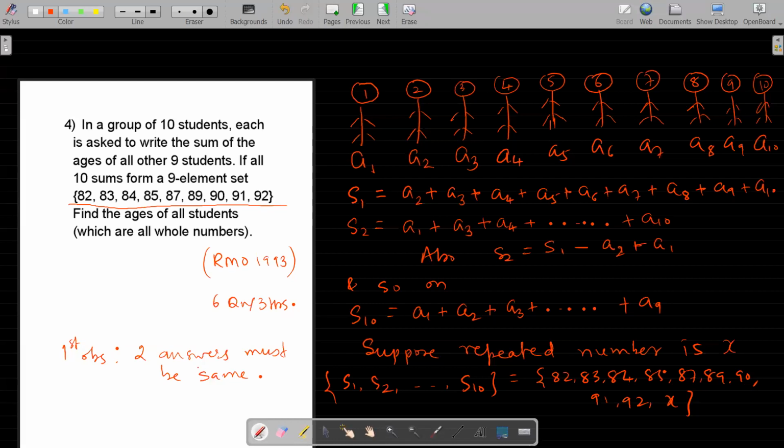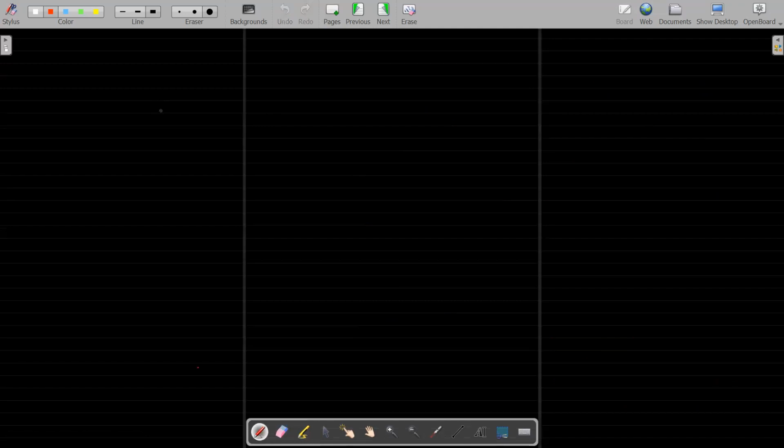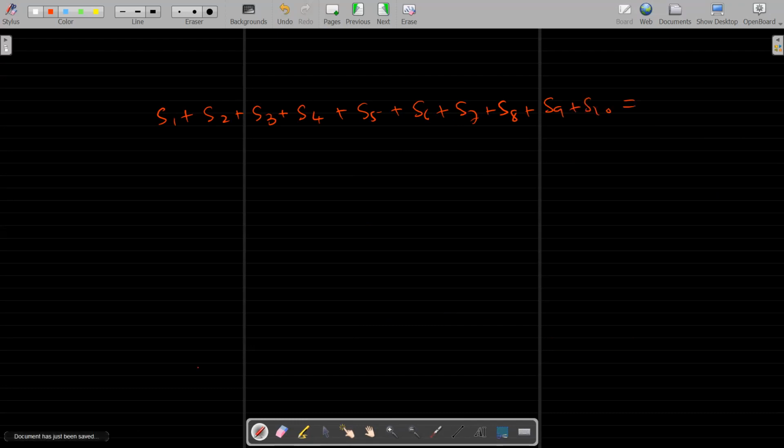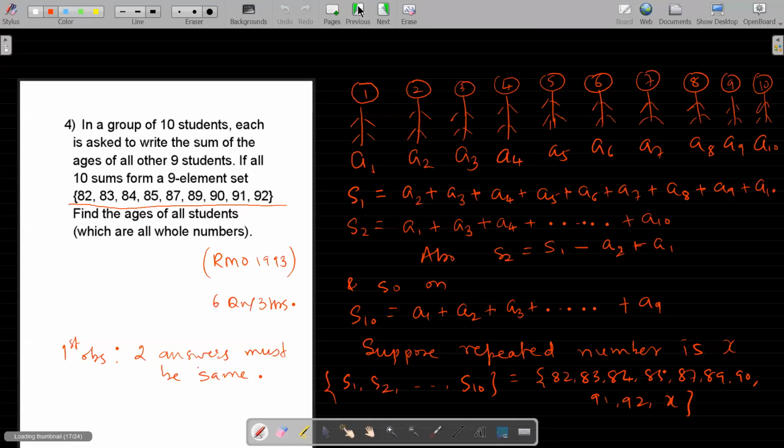Now what we'll do is add all these numbers. Fine. That gives us something. So S1 plus S2 plus S3 plus S4 plus S5 plus S6 plus S7 plus S8 plus S9 plus S10 is equal to. Somebody quickly tell me the sum of all these numbers. Something plus x.